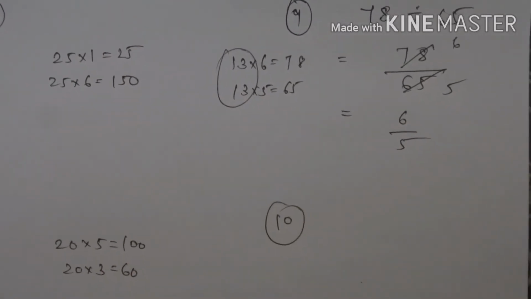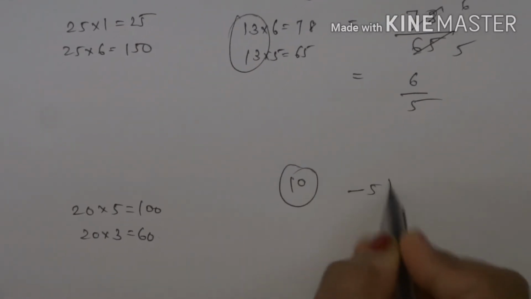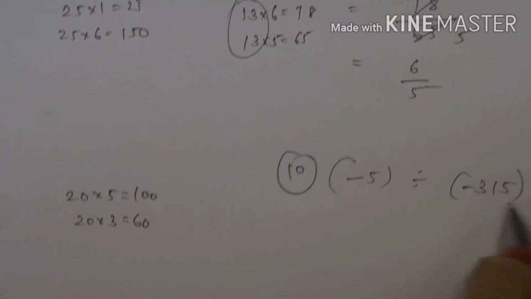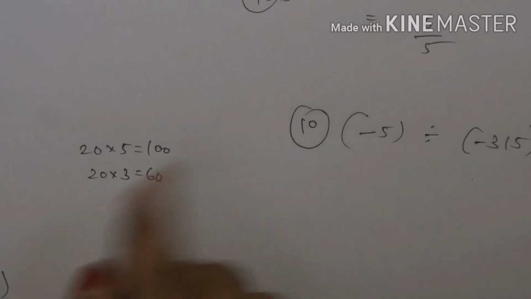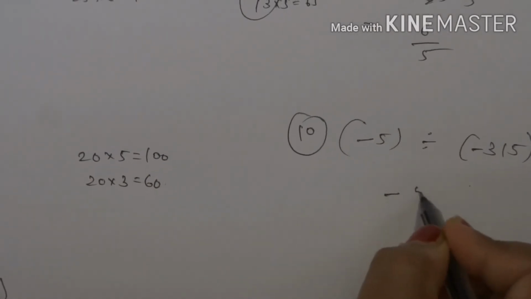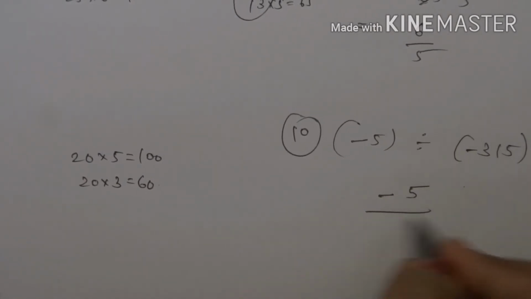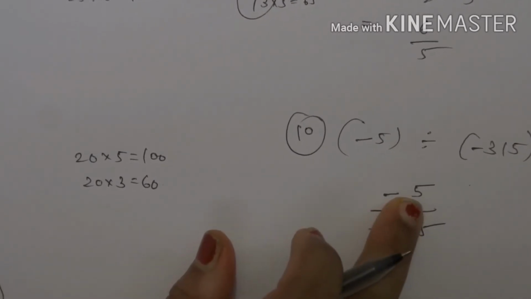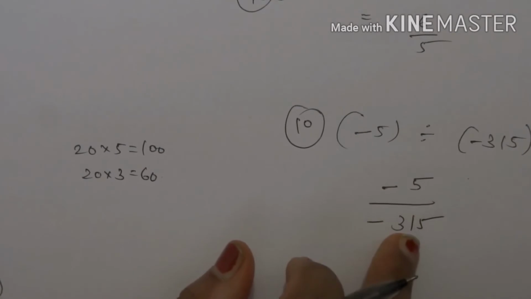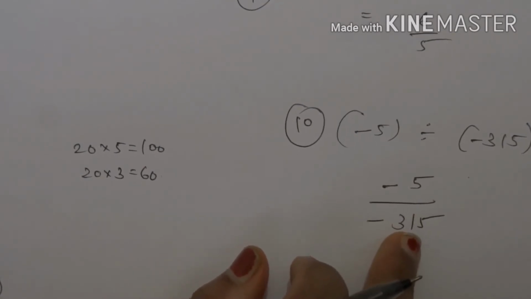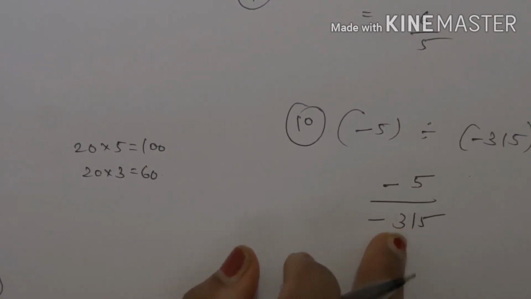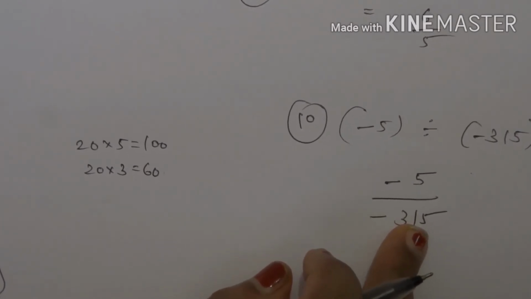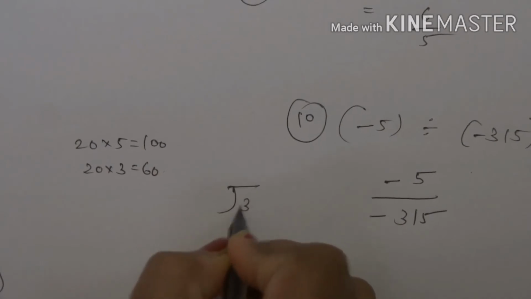See the 10th sum, last sum, minus 5 divided by minus 315. Children, write first both the numbers in fraction form. Minus 5 upon minus 315. Now children, the numerator is 5, and in the denominator we have the number 315. In units place it is 5. This number is bigger, so you can divide. Definitely this number will divide by 5. So 315 we can divide by 5.